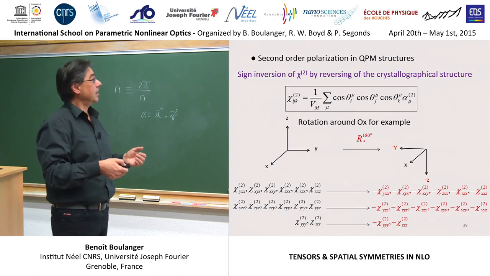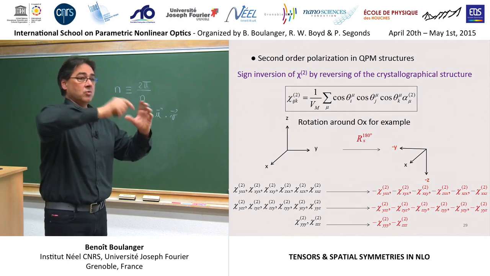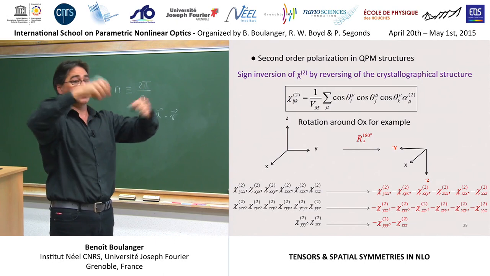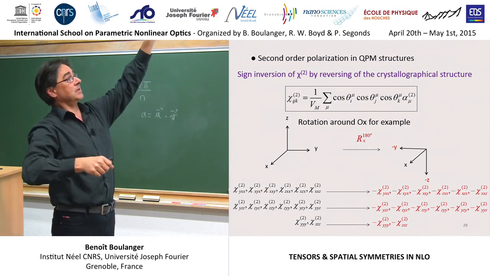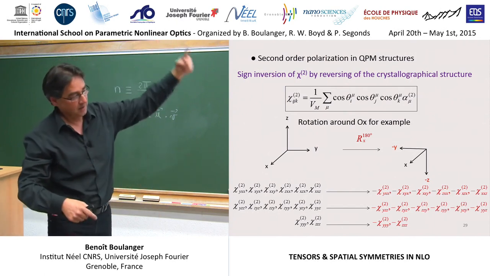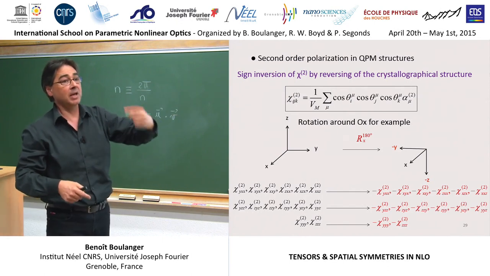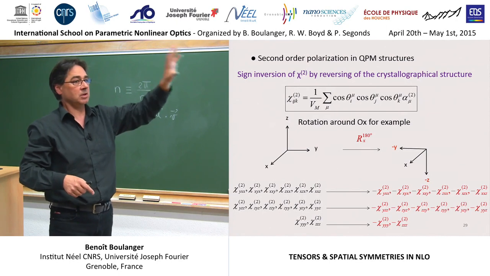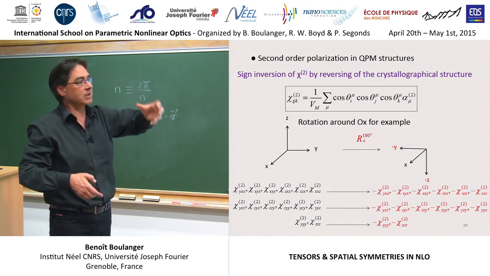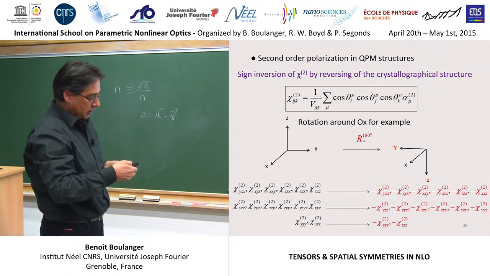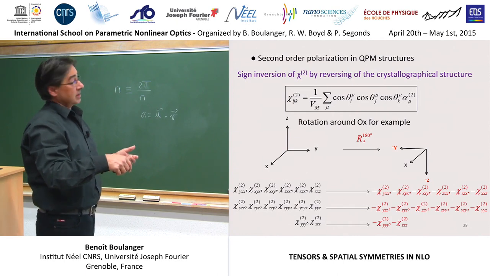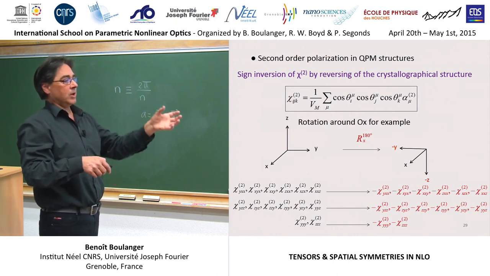algebraic sum. And obviously, if you rotate the crystal, you are going to rotate all the bonds. And when you are going to make the summations, if you found plus in this direction, and if you tilt the crystal by pi, you will have minus, sign minus for chi2. So the spontaneous polarization is one thing, but the manifestation of the structure reversal acts at the level of the nonlinear coefficients.